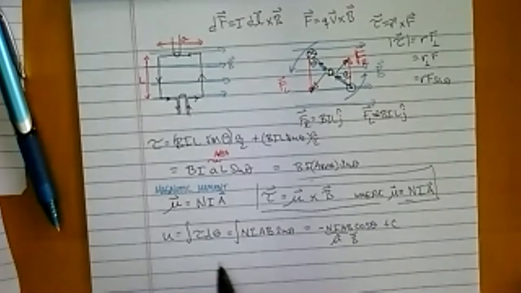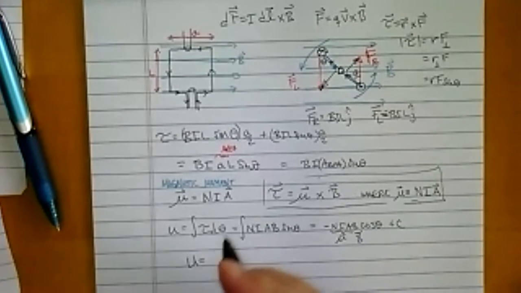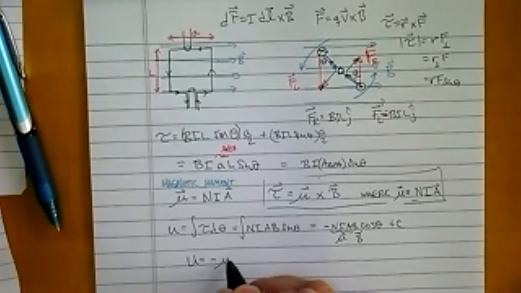So sure enough, what we're going to do is say the potential energy of a current carrying loop immersed in a magnetic field is actually equal to the negative of mu dot B, which I think you'll remember is not unlike the result we got for the dipole moment in an electric field. So now we've got yet another result.